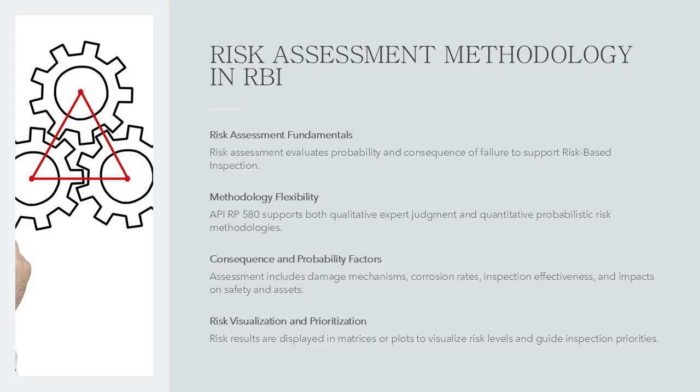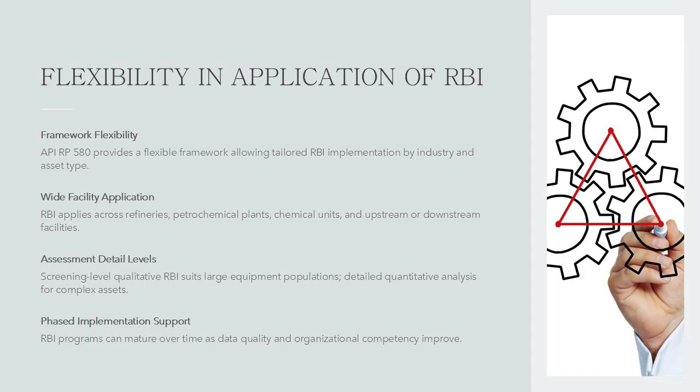inspection and mitigation decisions. One of the defining characteristics of API Recommended Practice 580 is its emphasis on flexibility in the application of risk-based inspection. The standard is designed as a framework rather than a prescriptive set of rules, allowing organizations to tailor RBI implementation to their specific industry, asset types, and risk tolerance.